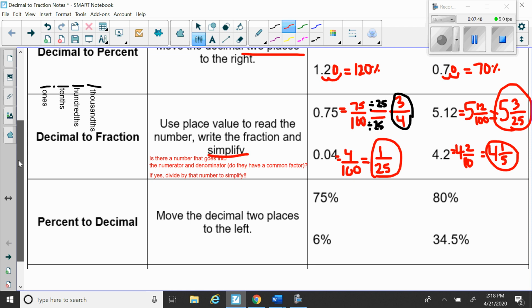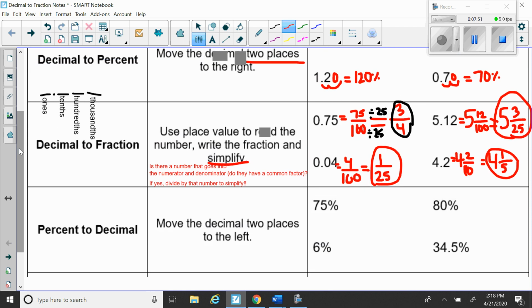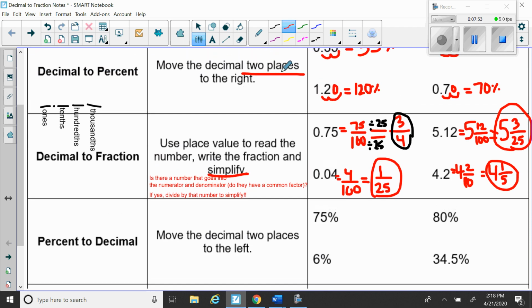All right, so now we're going to look at percent to decimal. So if we're to go from decimal to percent, we move it 2 places to the right. To go from percent to decimal, we would just move the decimal 2 places to the left. So we're just moving it back over from where we started. So here, remember, if a number does not have a decimal, we know that it goes at the end. So then we would move this 1, 2, and this 75% would be 75 hundredths. Okay, 80% is at the end, 1, 2.